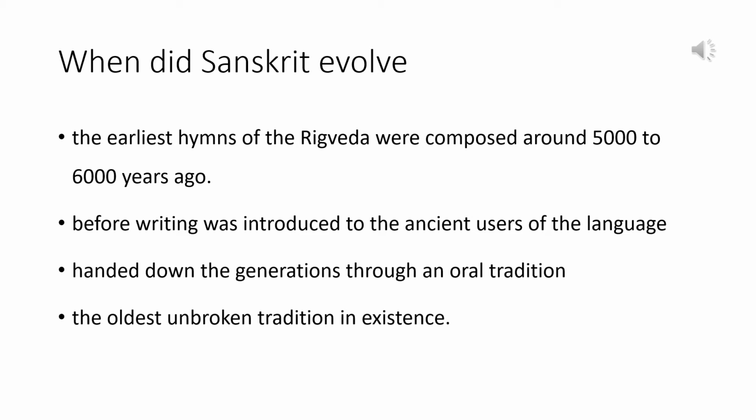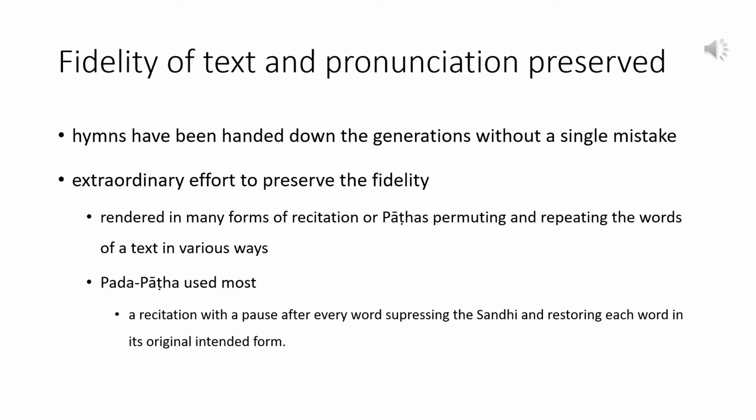These early productions were handed down the generations through an oral tradition, making these the oldest unbroken tradition in existence. These hymns have been handed down through the generations without a single mistake creeping in through the various passages between ear and mouth. This is due to the extraordinary lengths that the ancient poets and their culture in general went through to preserve the fidelity of the text.